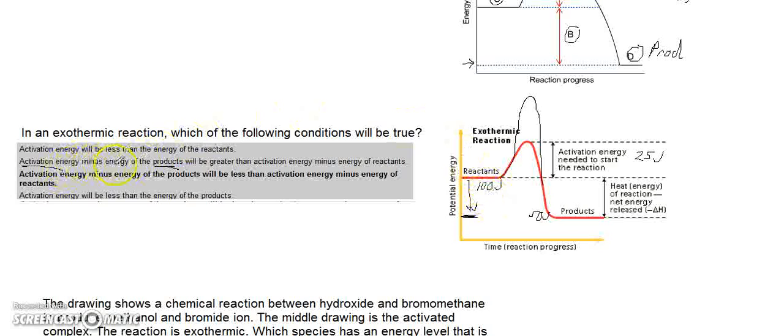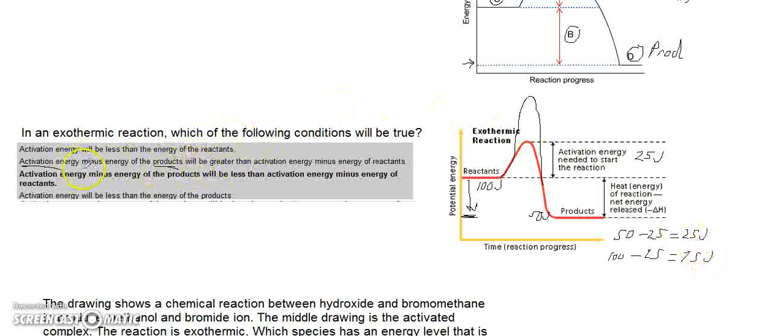So activation energy minus the energy of the products. Okay, so it would be 50 minus 25 equals 25 joules, will be greater than the activation energy minus energy of the reactants. Okay, so energy of reactants is 100 minus activation energy is 25. That's 75. And so this is not true, right?